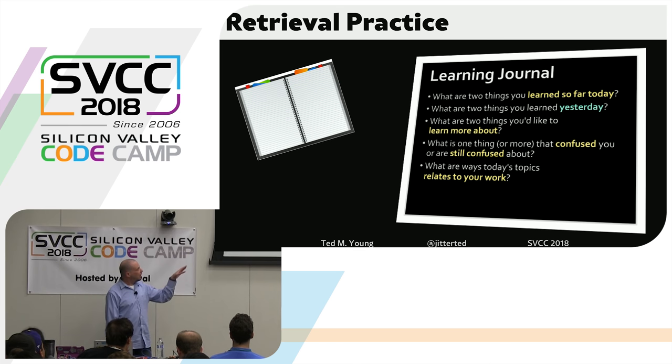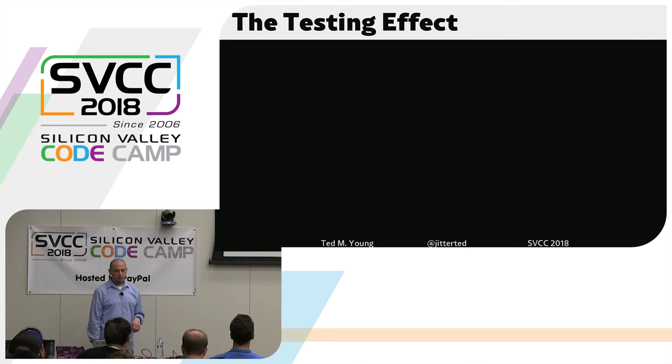And so I will ask them how to relate it to things they're doing in their work, how to relate it to things they might be confused about. And all throughout my classes, I will constantly remind them to write in this and look back and retrieve, basically go back and use that as a way to help them retrieve information. So that's one way. Another way is through what's called the testing effect.